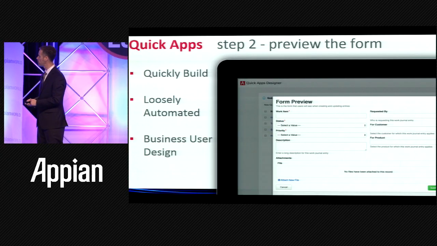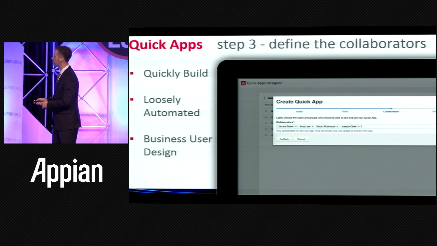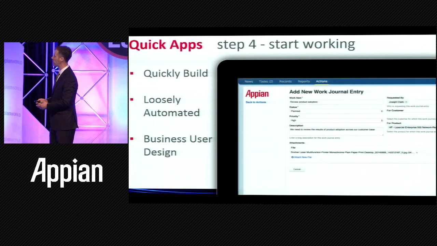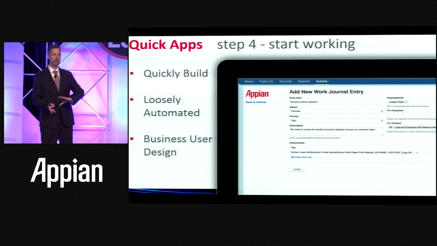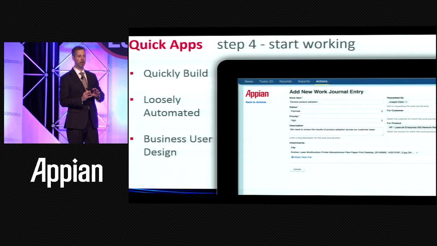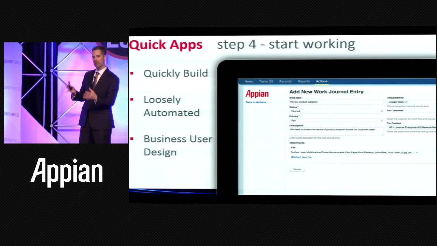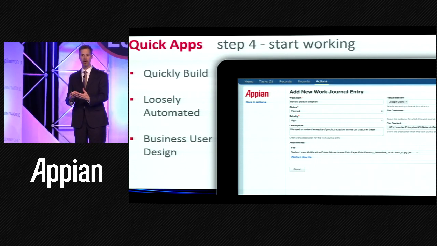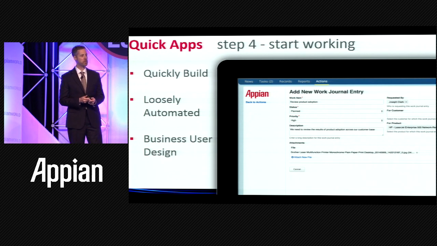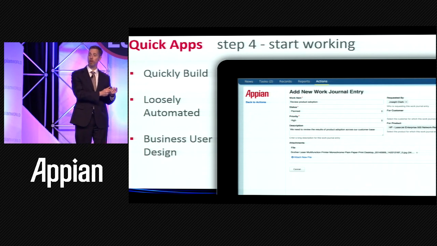So once I preview and feel everything is good, I move on to define my collaborators, who I'm going to share this Quick App with. That's the security setting, and then publish that Quick App. And now I can start using it. If you haven't already seen the experience of a Quick App from an end user perspective, it is centered around the Tempo UI. So if you simply go to the Actions menu, immediately you'll see essentially the Quick App actions and records available to you.